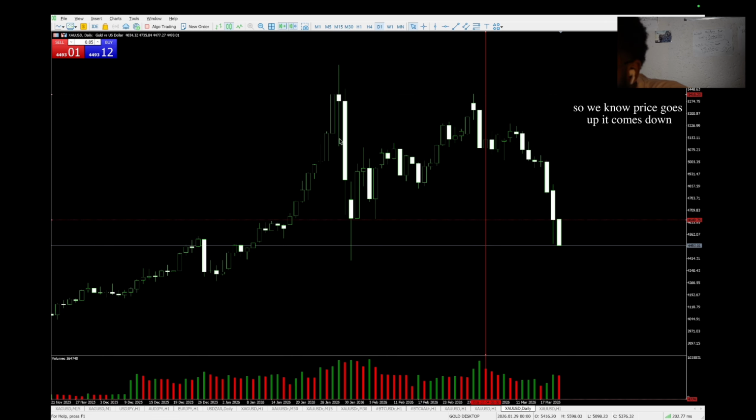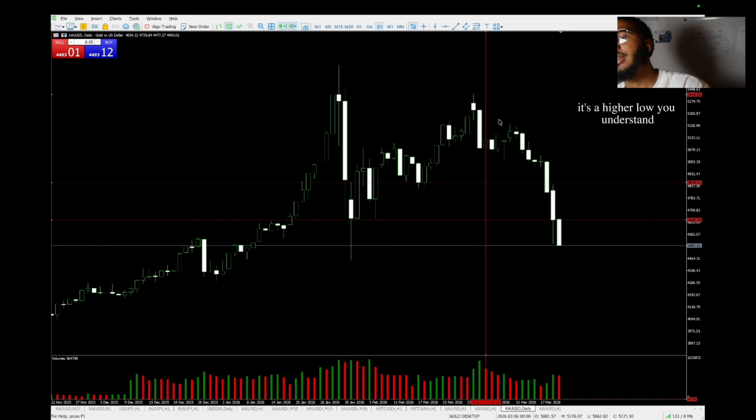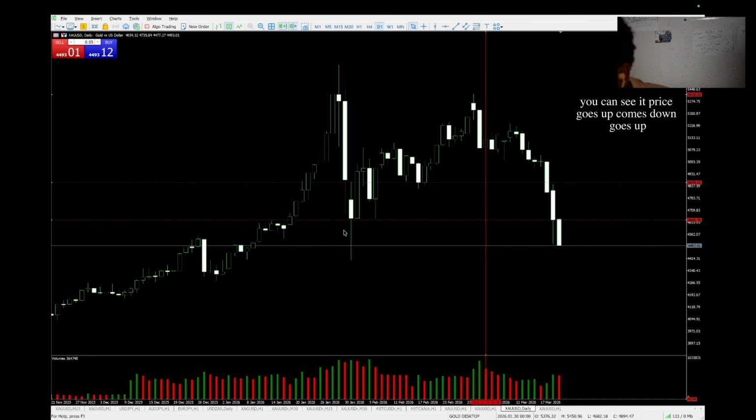So we know price goes up, it comes down. It goes back up, it retests this level. You know, that indicates, okay, bullish trend. Price goes up, comes down, goes up, right? So now we have to draw key levels that we think are interesting. This is a high. So price goes up, breaks down, comes down there. This is a low, this is another low. It's a higher low. You understand? You can see it. Price goes up, comes down, goes up, comes down.